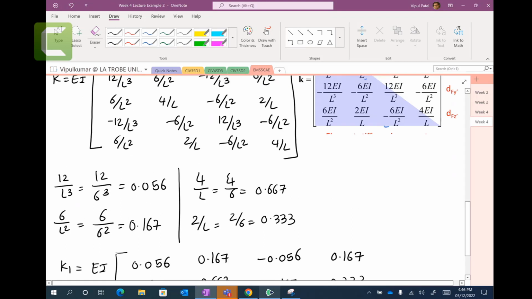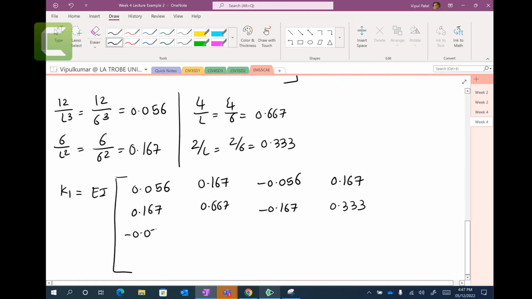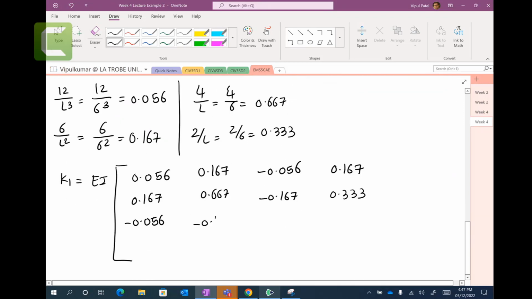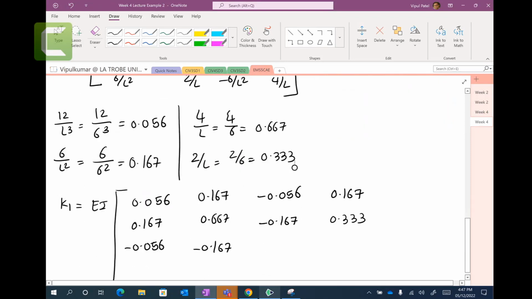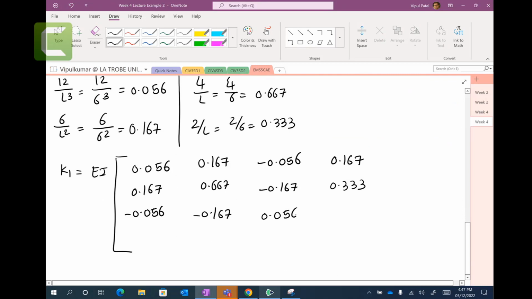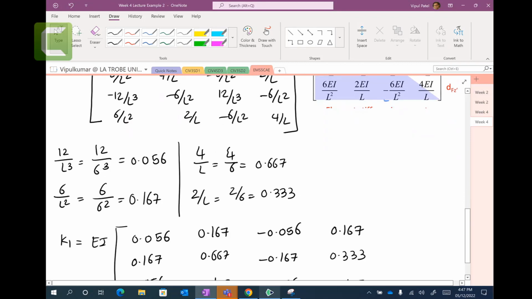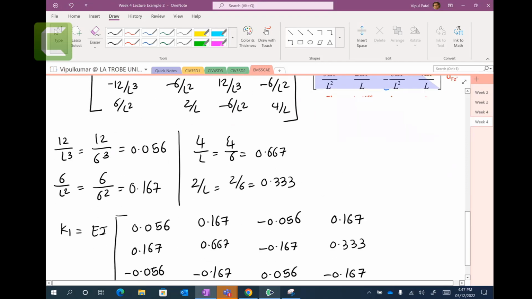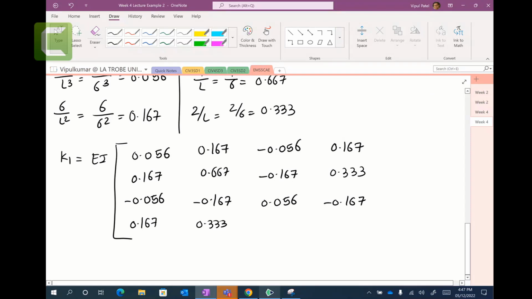Then minus 12 on L cubed, minus 0.056. Minus 6 on L squared, minus 0.167. 12 on L cubed, 0.056, and minus 0.167 for 6 on L squared. 6 on L squared, 0.167, 0.333 for 2 on L. Minus 6 on L squared, minus 0.167, and 0.667.